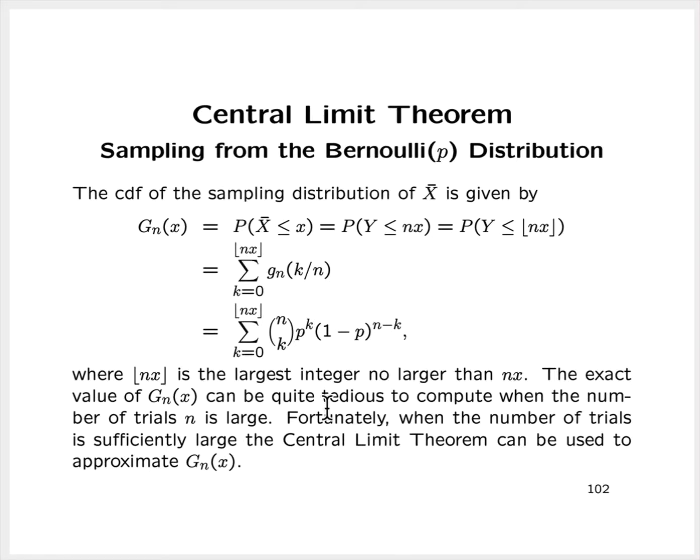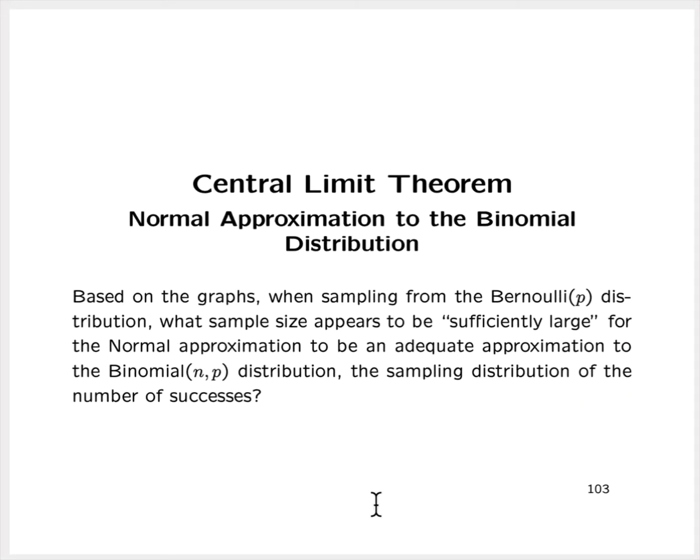Now, getting to this question here, when the number of trials is sufficiently large, the central limit theorem can be appealed to. So in this context, when we're sampling from a Bernoulli distribution, based on the graphs that we looked at, what sample size appears to be sufficiently large for the normal approximation to be an adequate approximation to the binomial distribution, which is the sampling distribution of the number of successes?